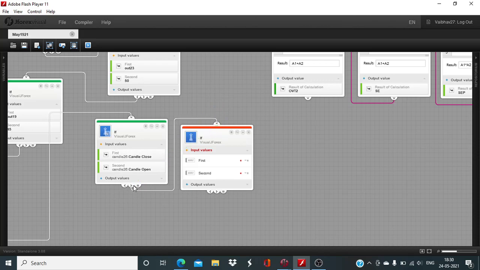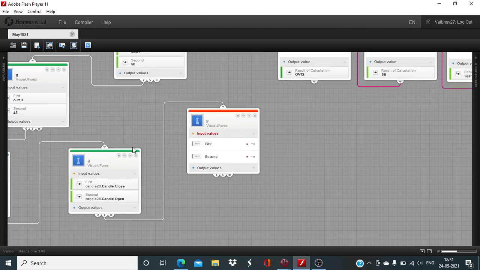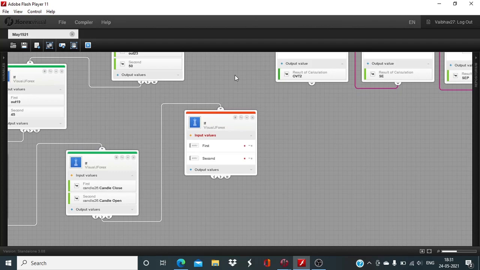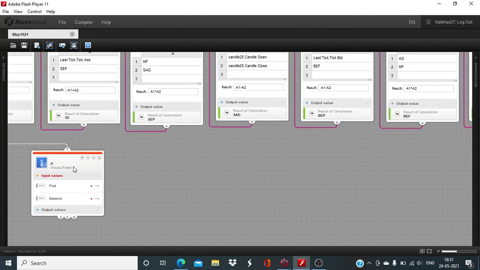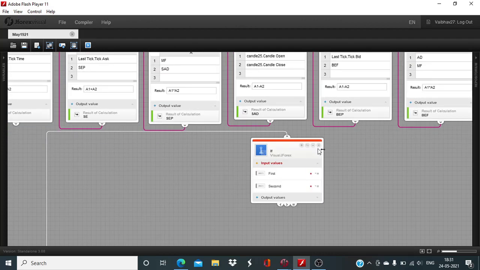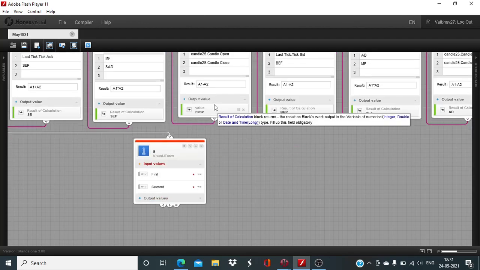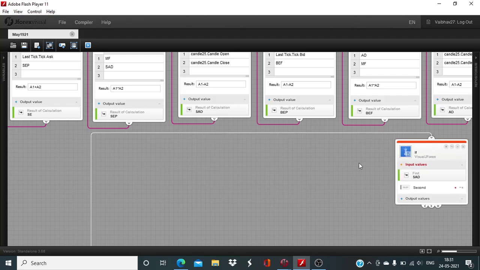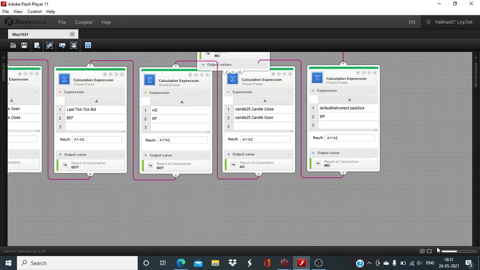First input greater than second input. Okay, and after that we will compare the actual difference between the opening and the closing value to the predefined minimum requirement, and it should be more than 6 pips.